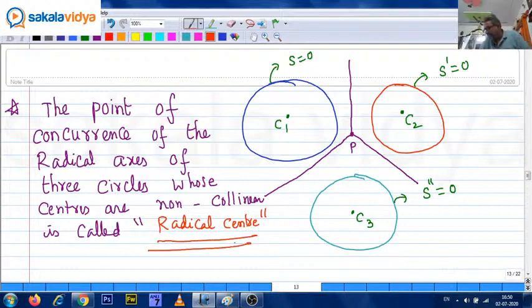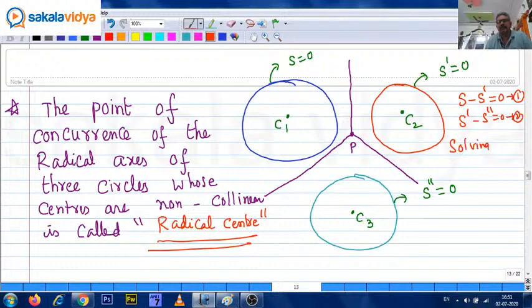So now how to find out the radical center of the three circles? First, what we need to do: s minus s dash is equal to 0, we get one equation. S dash minus s double dash is equal to 0, we get the second equation. Solving 1 and 2, we get the radical center. Like that we can find out the radical center.